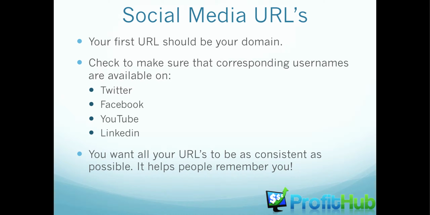Next is your social media URLs. Your first URL should be your domain. Your domain is the core that your social media is going to point back to. So you want to make sure you have a strong domain, and if you already have a domain, then that's awesome, and you can start checking to make sure that your corresponding usernames are available on Twitter, Facebook, YouTube, and LinkedIn. You want all your URLs to be as consistent as possible. This helps people remember you and find you specifically and not some other site that's close to what your username is. So keep that in mind when you're coming up with usernames for your accounts.